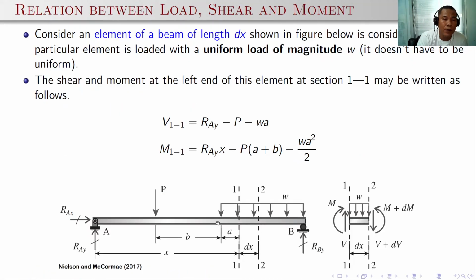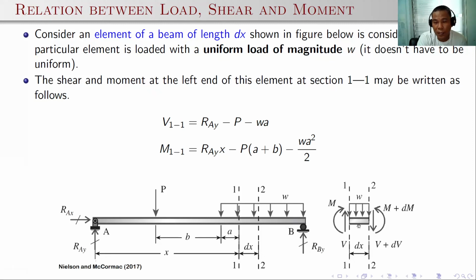And lastly, I want to show you the relation between the load, shear, and the moment. If we consider an element of the beam of length dx, this particular element is loaded with a uniform load of magnitude w. So here is the isolated portion of the cut beam, but take note this uniform load w does not have to be uniform. It is also possible if it is not uniform, but for this particular analysis we assume that this is uniform.